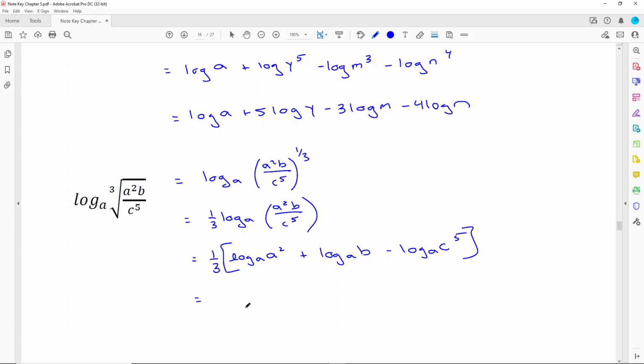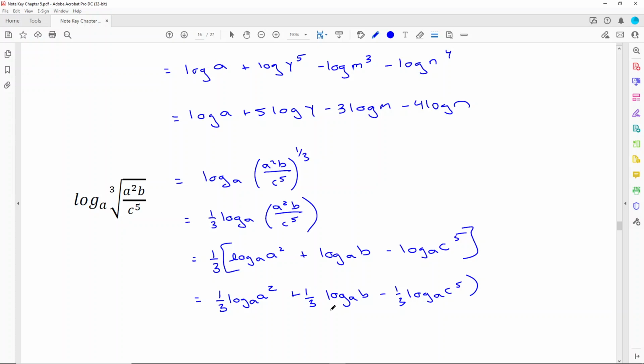So now it doesn't matter what order you do this in. You could multiply your 1/3 through, or you could bring your exponent down first. It doesn't matter. But we need that 1/3 to go in front of everything. So I'm going to do that first. I'm going to multiply the 1/3 through. So this is going to be 1/3 log base a of a squared plus 1/3 log base a of b minus 1/3 log base a of c to the 5.